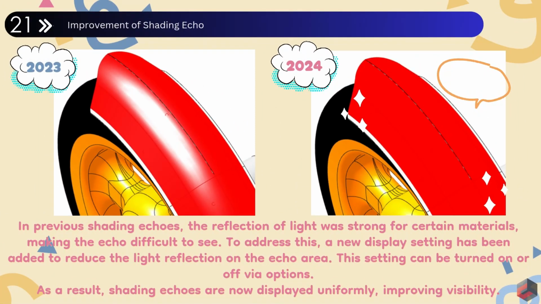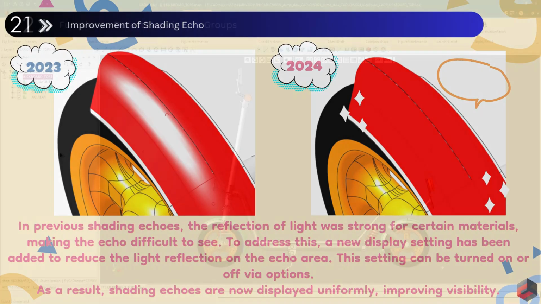In previous shading echoes, the reflection of light was strong for certain materials, making the echo difficult to see. To address this, a new display setting has been added to reduce the light reflection on the echo area. This setting can be turned on or off via option. As a result, shading echoes are now displayed uniformly, improving visibility.